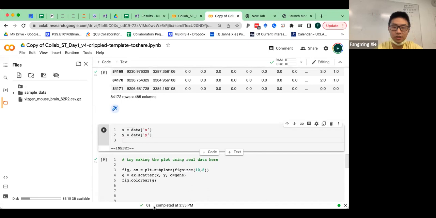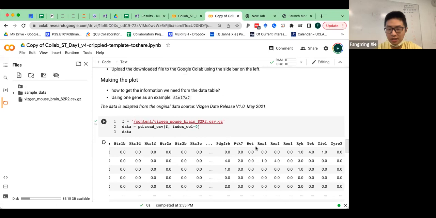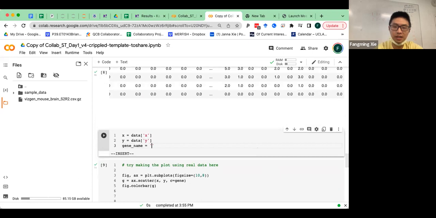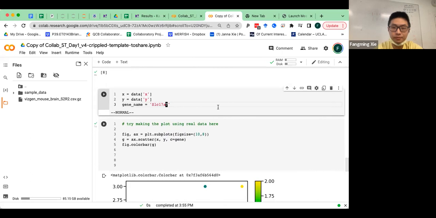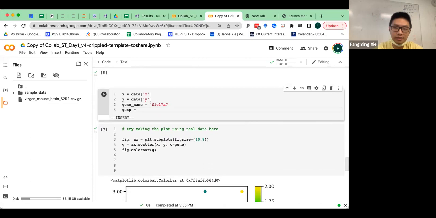For the gene we care about, there are over 400 genes in this table. The gene I will be using, let me call it gene name, is Slc17a7, capital S, lowercase l-c. You don't have to choose just this gene, but this happens to be the gene I want to use. And then we want to color it by this column. So it's data, select this gene in particular, and assign it to a new variable. Let me call it gene expression, GEXP, whatever you want.